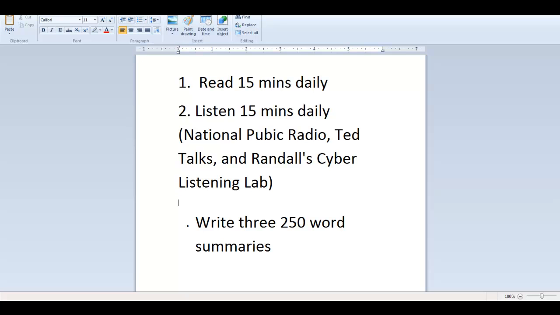Now, each week, you should be writing about 3 250-word summaries. This is good practice for the integrated writing. So you're taking notes on the reading and the listening passages that you're practicing. Remember, you're choosing the reading and the listening materials. They do not have to come from my website. They don't have to come from a TOEFL book. You find reading and listening materials you have an interest in. Start taking notes. Using your notes, write 3 250-word summaries each week.